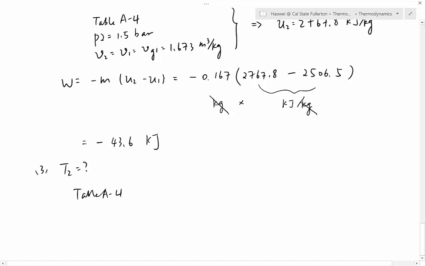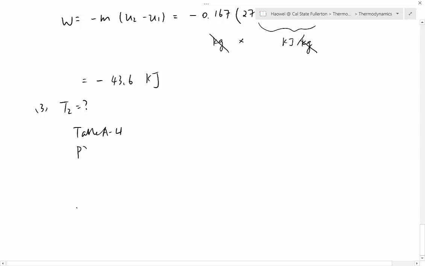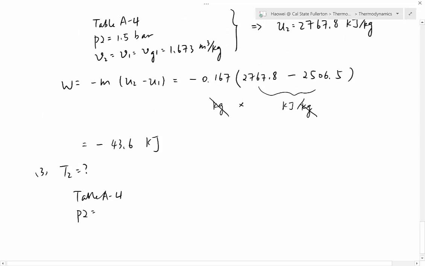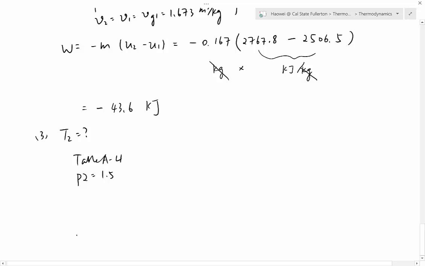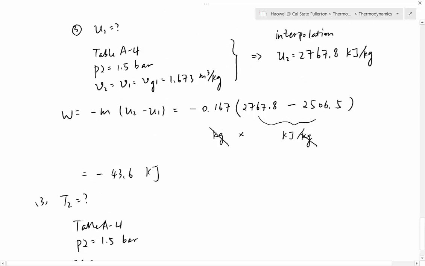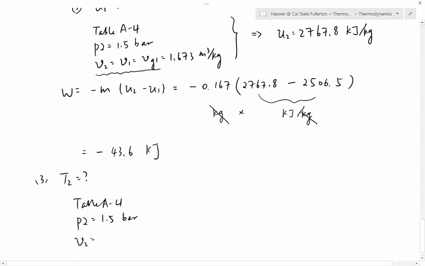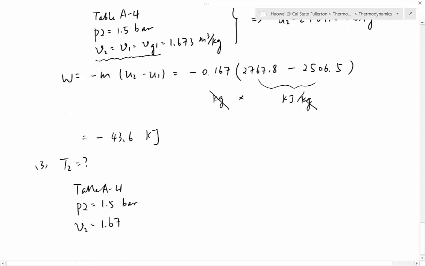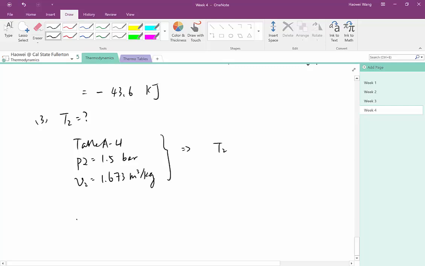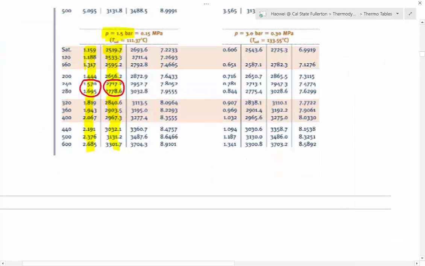Okay? And remember, how do you use table A4? You have to have 2 inputs, and we do have 2 inputs. The first input we have is pressure. The final pressure P2 is 1.5 bar. We also know nu2, just like before. Nu2 is equal to nu1, and it's 1.673 cubic meter per kilogram. And from here, you should be able to look for T2. Okay, let's take a look. How do we look for T2 from the table?